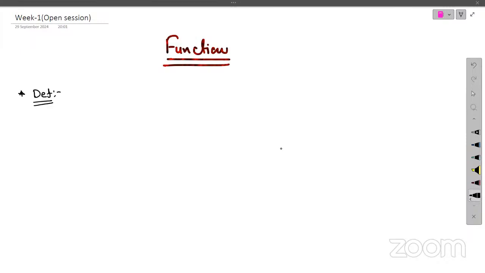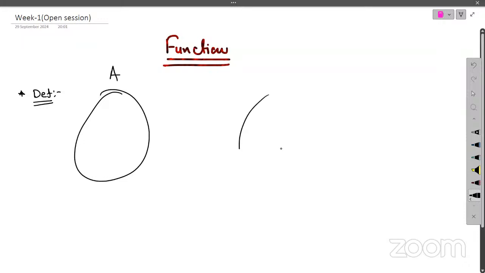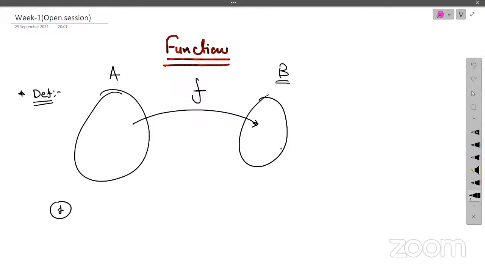Suppose this is your set A, and this is your set B. So what does a function do? A function acts like a machine. It takes input from this set and gives us some output in this set. But it follows two rules. What are the rules? The first rule is that every element of A should get access as an input.